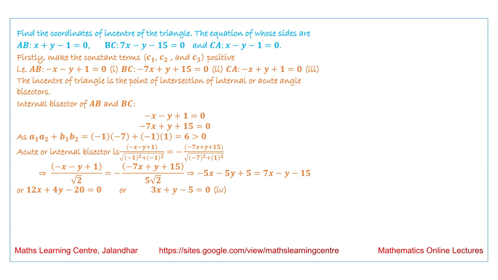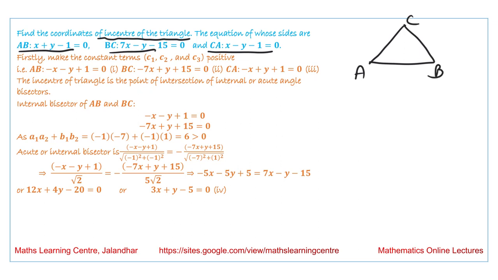Next is to find the coordinates of the incenter of the triangle, and these are the sides of the triangle. We are saying this is the triangle ABC, and we have to find the incenter. The incenter is the intersection of the internal angle bisectors. We have to draw the angle bisectors, and the intersection of all these three will give us the coordinates of the incenter of the triangle.